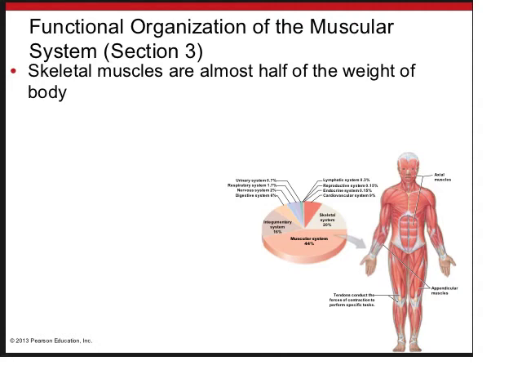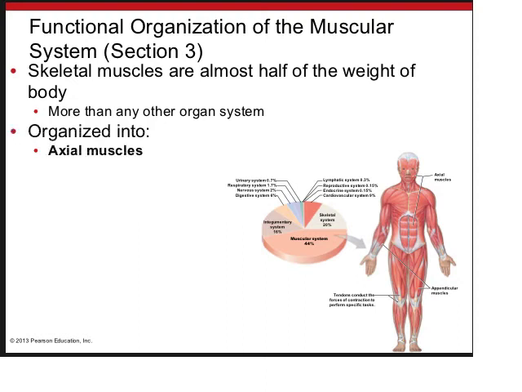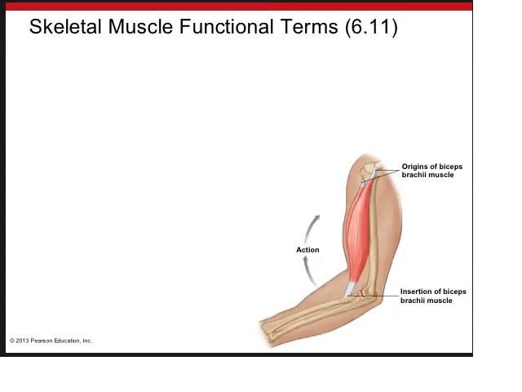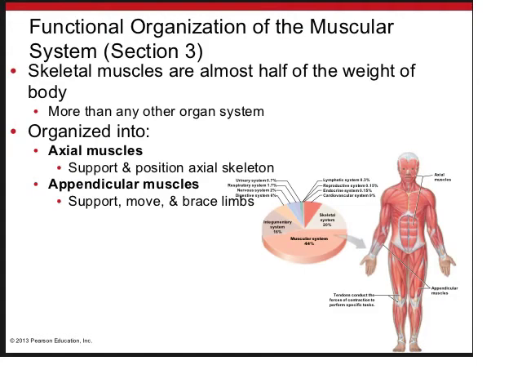Now, skeletal muscles are almost half the weight of the body. They contain more mass than any other organ system, and they're organized into axial muscles, which support and position the axial skeleton, and appendicular muscles, which support, move, and brace the limbs. And you can see in this drawing the axial muscles primarily here, and the appendicular muscles here and here.